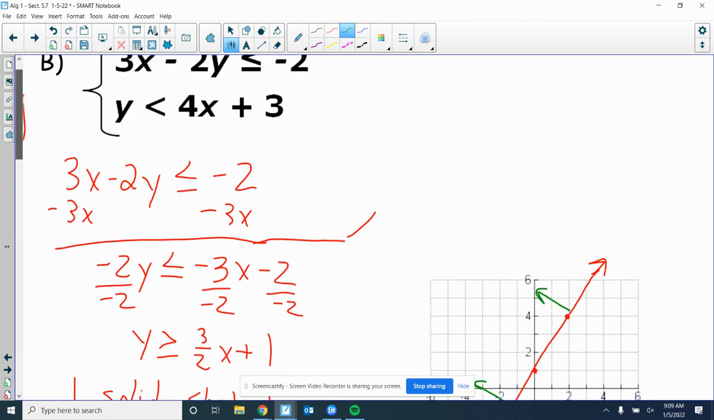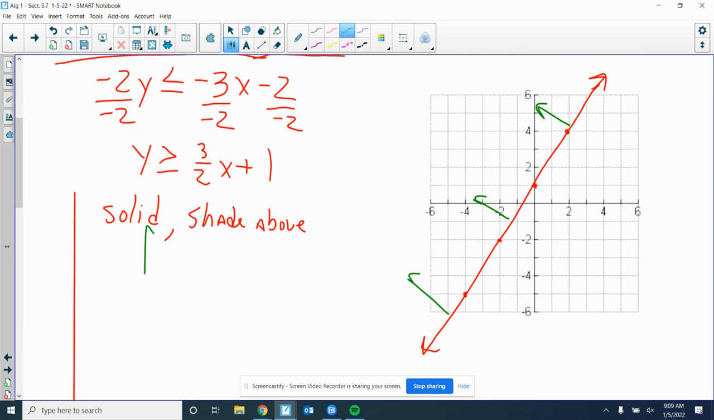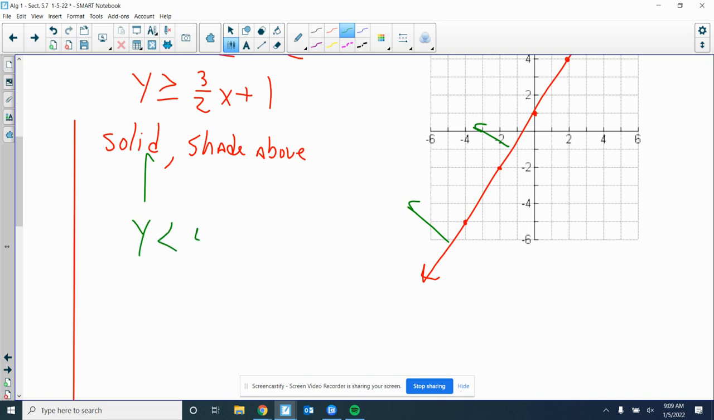y is less than 4x plus 3. Is that right, guys? Yeah. Okay, now this is ready to graph, right? Okay, what kind of line? Solid or dashed? Dashed. Am I shading above or below? Less than, right? So shade below.